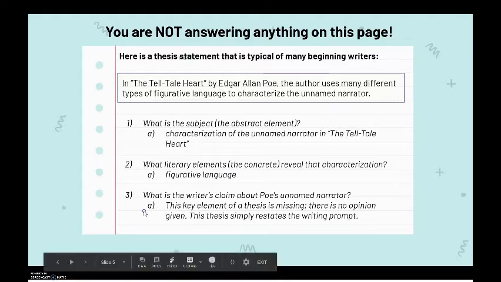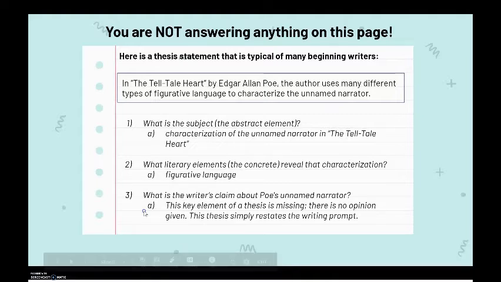Number three, what is the writer's claim about Poe's unnamed narrator? I don't remember reading that. Let's go back and listen to it. In The Telltale Heart by Edgar Allan Poe, the author uses many different types of figurative language to characterize the unnamed narrator. Oh, this key element of the thesis is missing. There's no opinion given. I don't know what this writer is thinking about the unnamed narrator. It didn't give me any type of characterization.